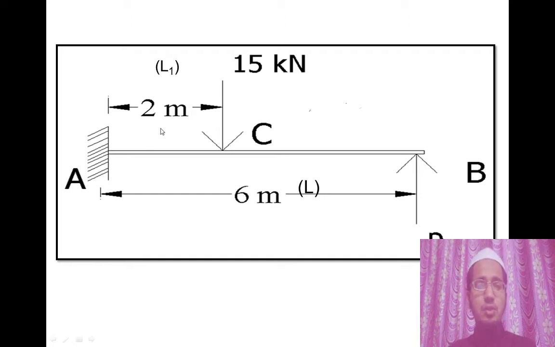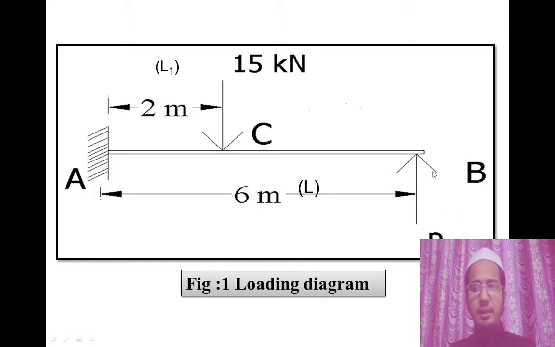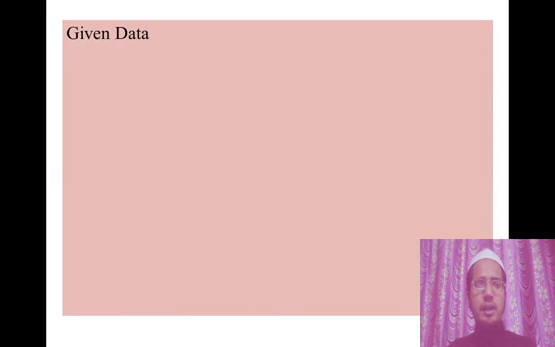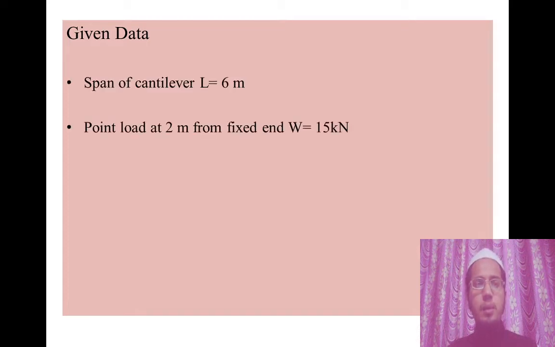Now let this 2 meter distance be assumed as L1 and the overall span as capital L. So we have to find the reaction at the free end, that is the prop reaction, let it be P. So first of all, tell me the given data. We have just discussed. Yes, span 6 meter. The point load is acting at a distance of 2 meter from the fixed end. Let W equal 15 kN, and let us assume that the reaction at the propped end be P kN. We have to find this P.